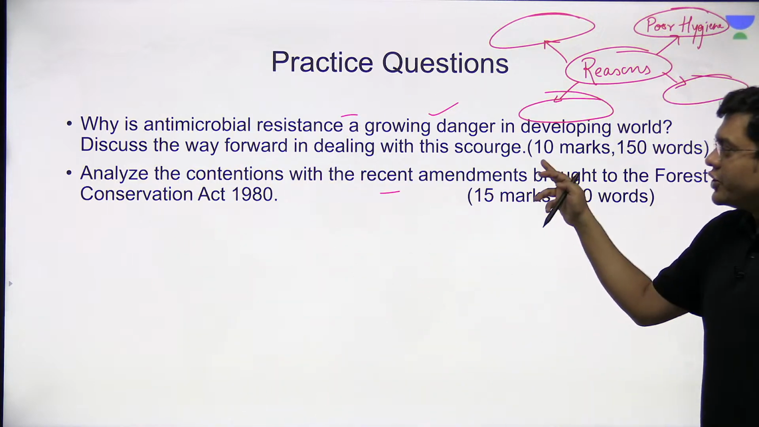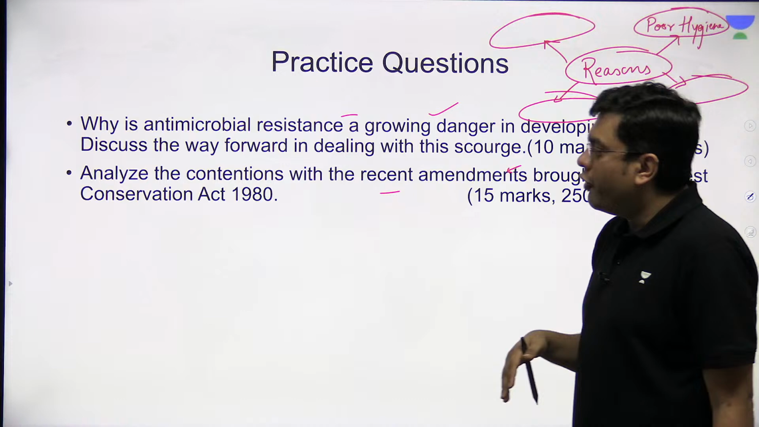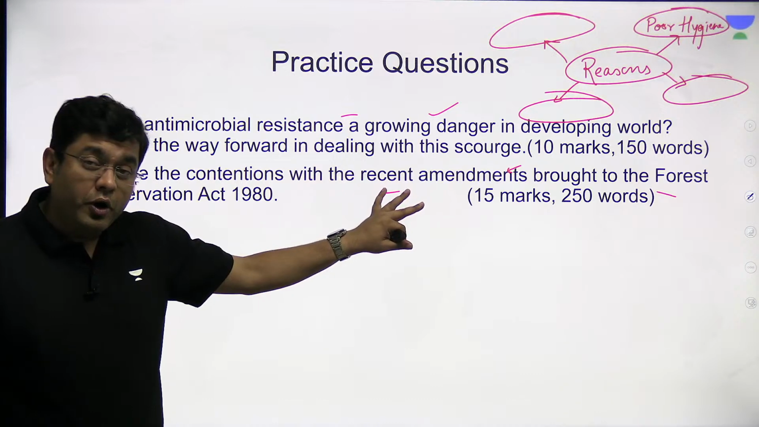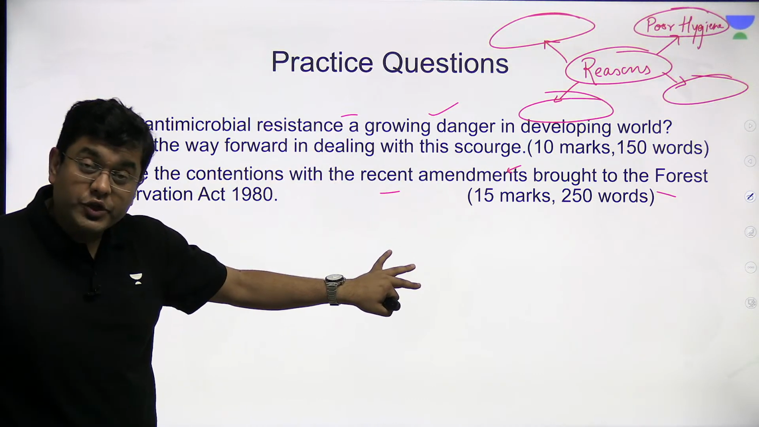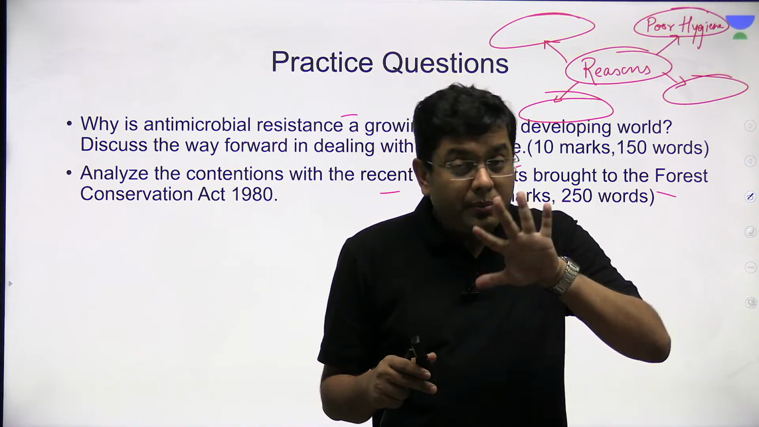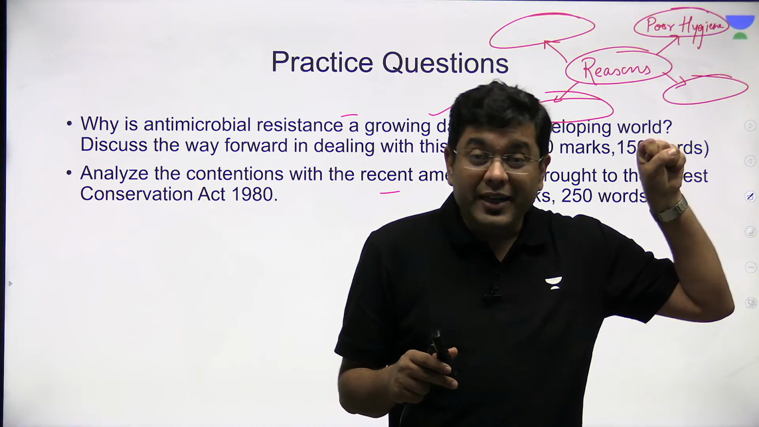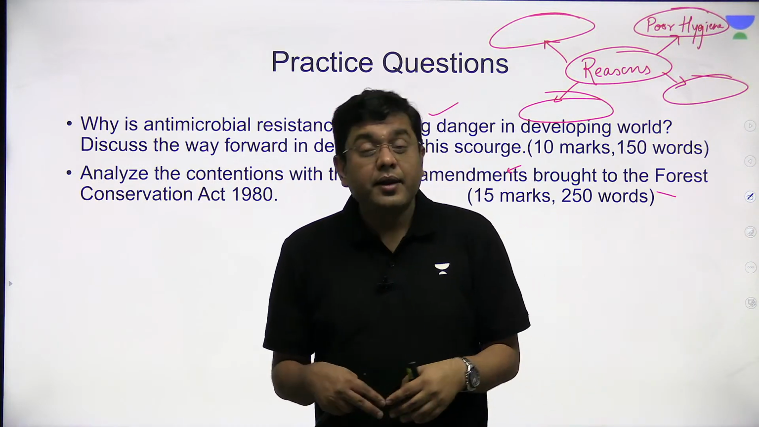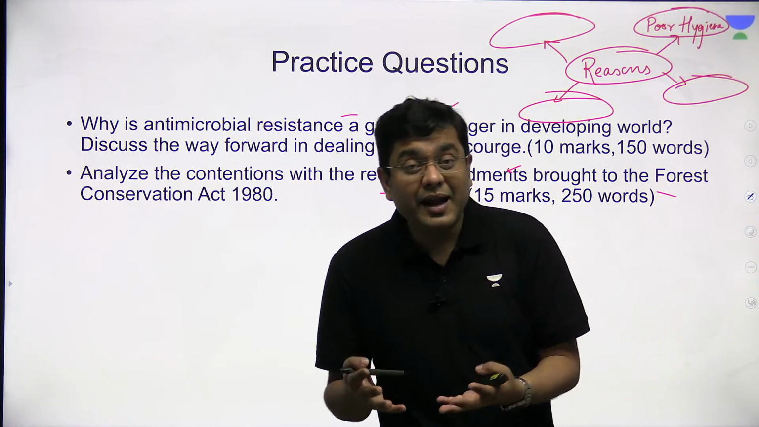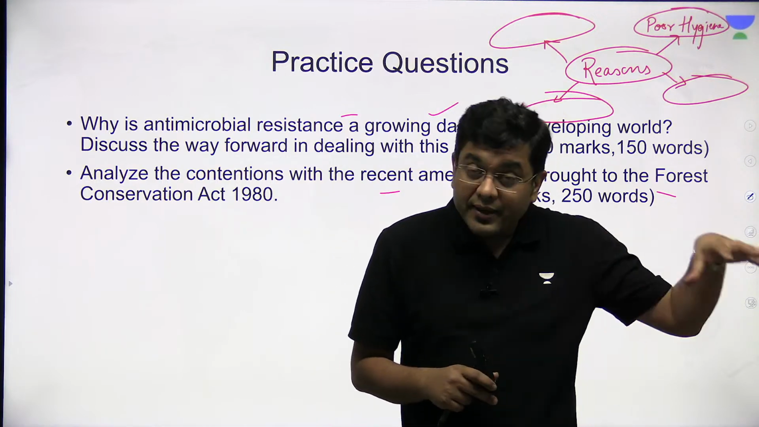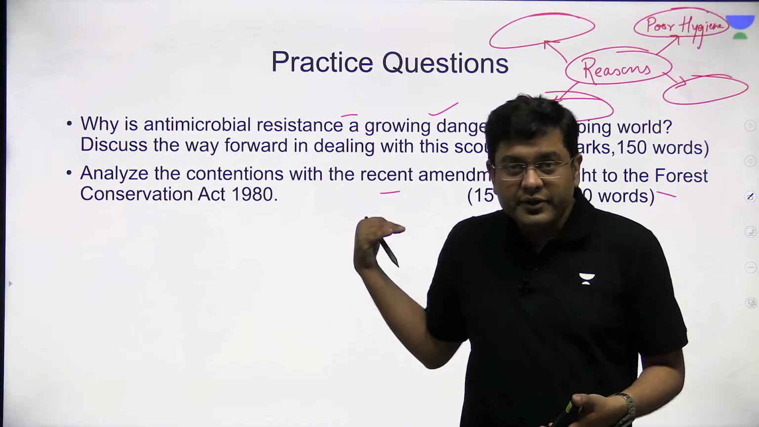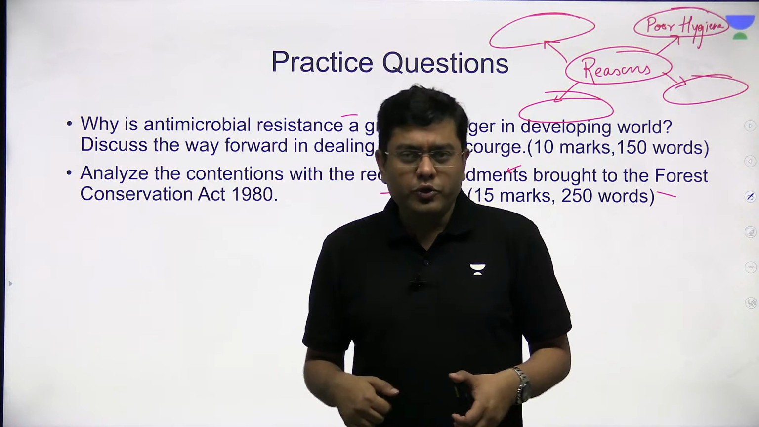Now, analyze the contentions with the recent amendments brought to the Forest Conservation Act 1980. So talk about the Forest Conservation Act, why it was brought, what are the various issues of contention, why the amendment was brought over, talk about the entire Godavarman case, that aspect of certain areas being regarded as the deemed forest, what are the issues with that, all that you can talk about. Talk about the opposition to the aspect that why certain lands are made exempted, why certain areas are made exempted, what is the argument, what is the counter argument. Because it is a 15-marker question, you get the scope to do that.